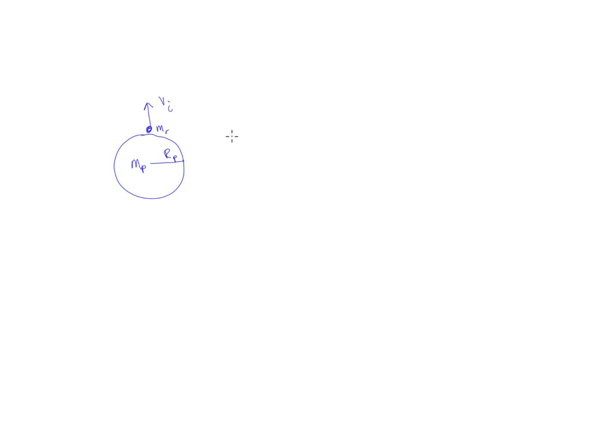So our first situation is a rocket that we're launching off of this planet. So the planet has a mass of mp and radius rp. The rocket has a mass of m rocket, or mr, and you're shooting it up with an initial velocity of vi. Now, of course, the rocket's going to be slowing down, and eventually it's going to stop and then turn around and come back and again hit the planet.